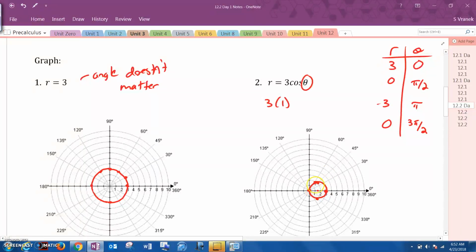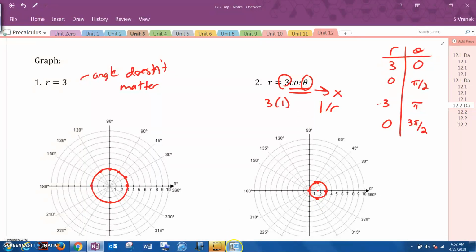Now I want you guys to look at this for a second. Notice how the circle is to the right. We could have predicted that based on the equation. This is cosine, which means x, which means left or right, and since it's positive, it's right. Okay? And it's right by a diameter of 3. So this 3 is actually the diameter in this case when you are graphing these.